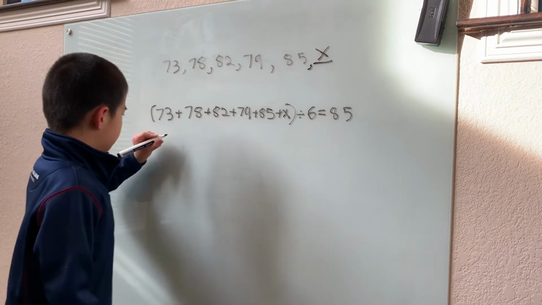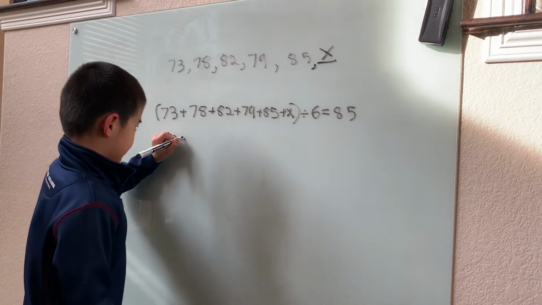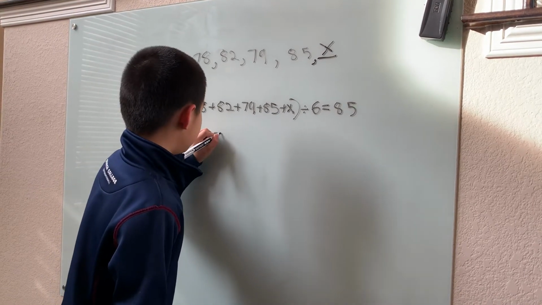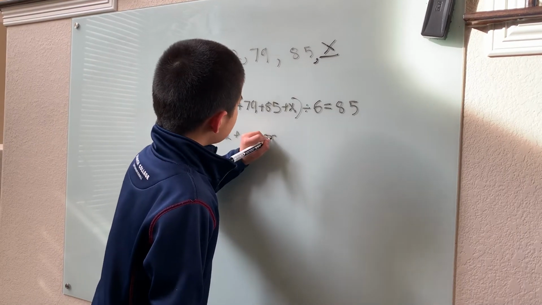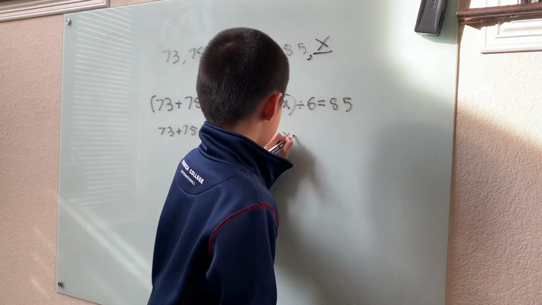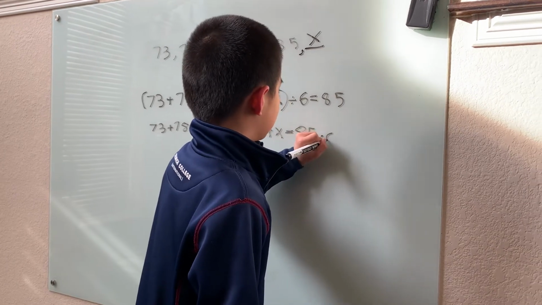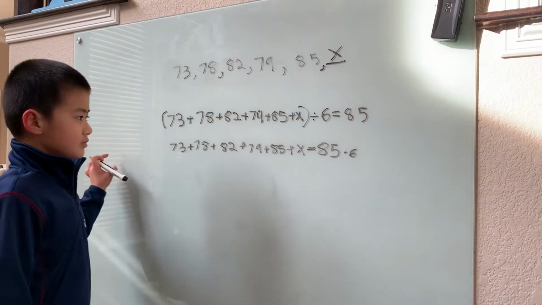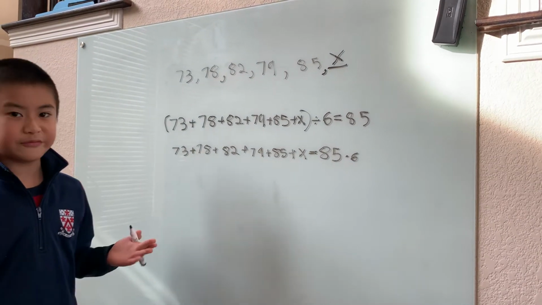Now, I'm just going to multiply both sides by 6 to get rid of that divide by 6. Plus 78 plus 82. Add on another 79 and 85. Finally, we have our x, and of course they cancel, and we just have all that equals this 85 times 6. So now all we have to do is add up all these numbers and compute 6 times 85.